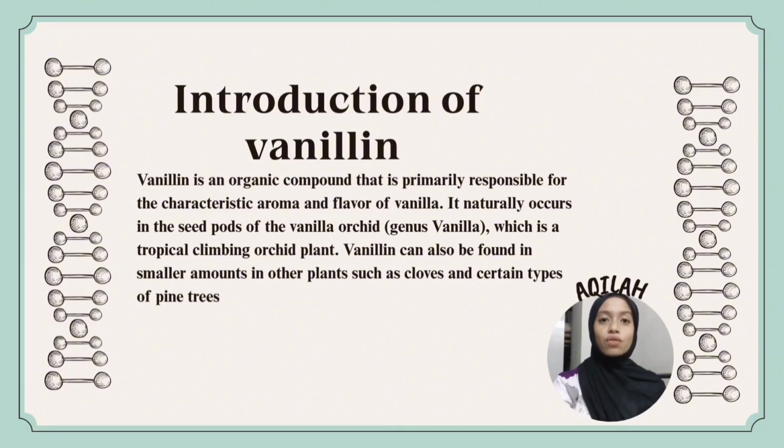Today, I want to talk about what vanillin is. As we know, vanillin is an organic compound that is primarily responsible for the characteristic aroma and flavor of vanilla. It naturally occurs in the seed pods of the vanilla orchid, which is a tropical climbing orchid plant. Vanillin can also be found in smaller amounts in other plants, such as cloves and certain types of pine trees.